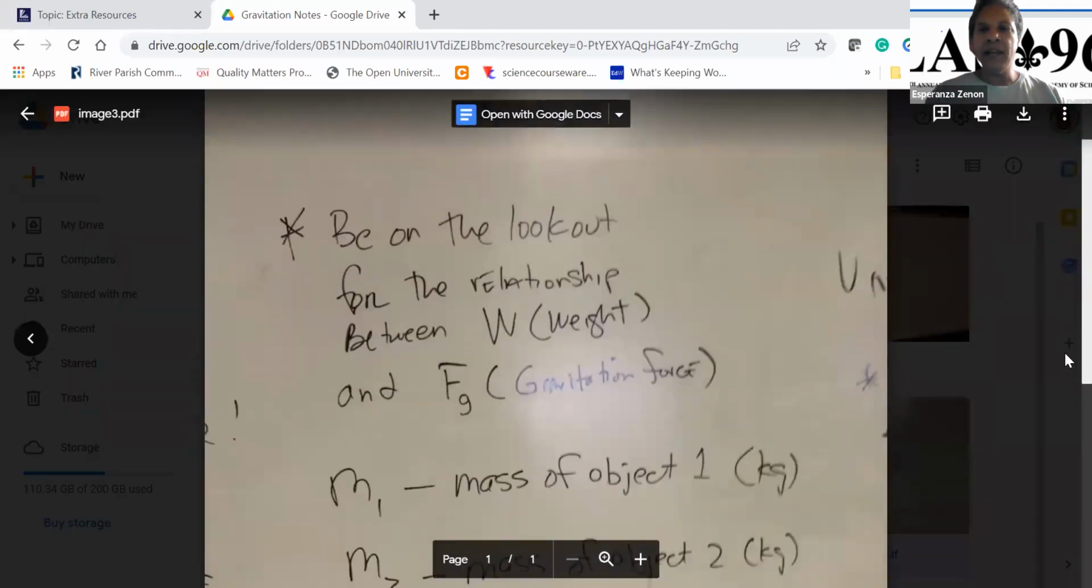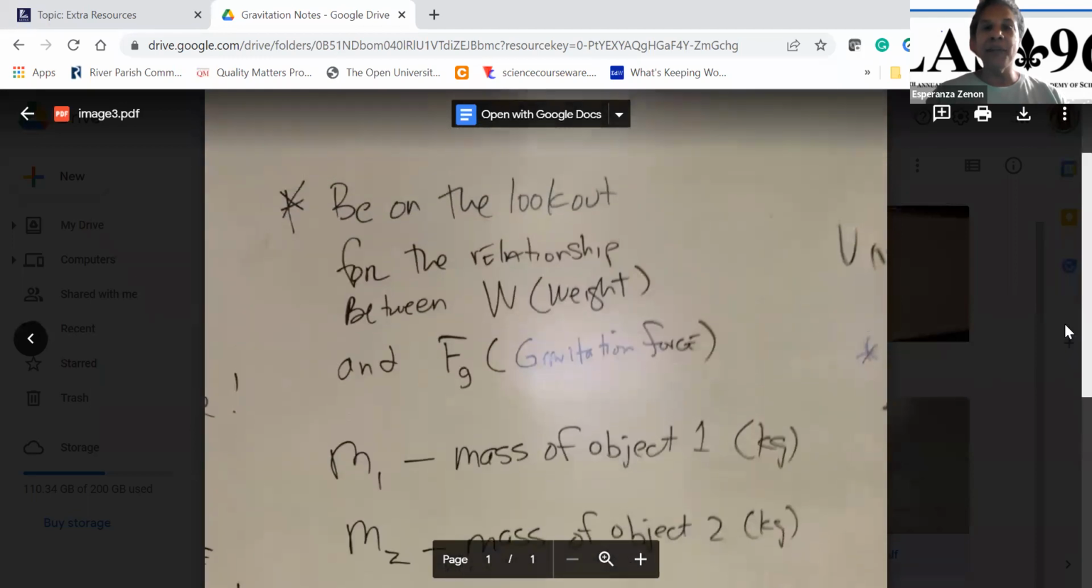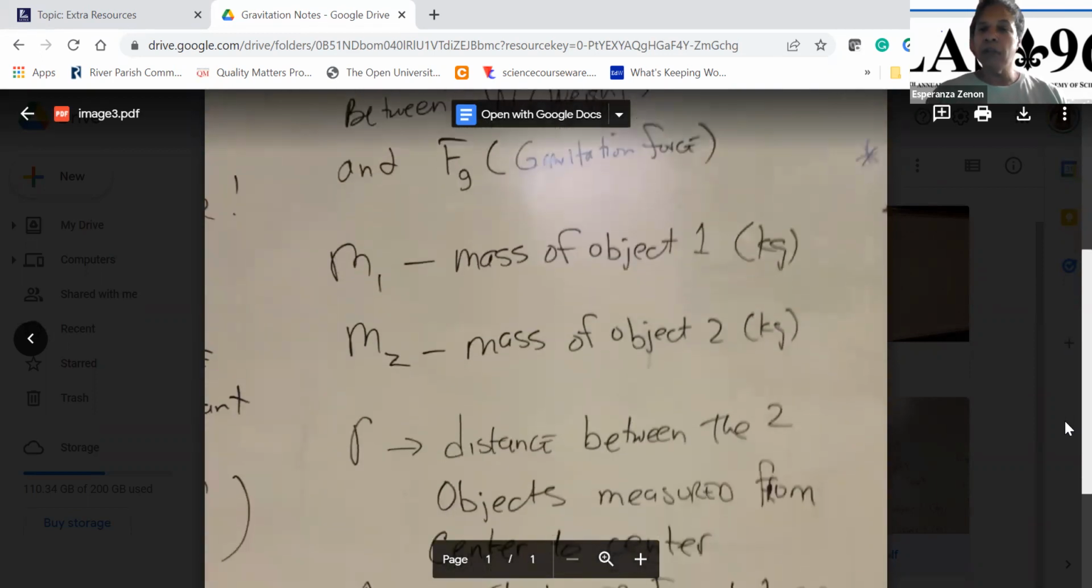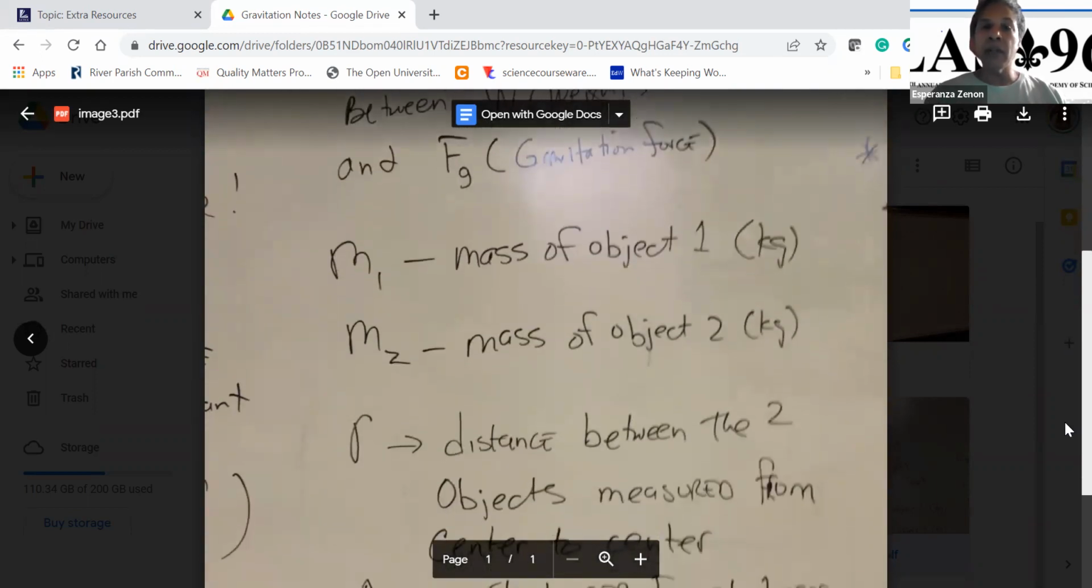This slide here reminds you what I just said. Be on the lookout for the relationship between weight and the gravitation force. In the formula, the way I wrote it, M1 and M2 are the masses of the objects. On Tuesday we looked at the formula and they had big M and little m. Same thing. Two objects, you need their mass, whether it's big M, little m, M1, M2, or some other notation that they're using to represent mass.